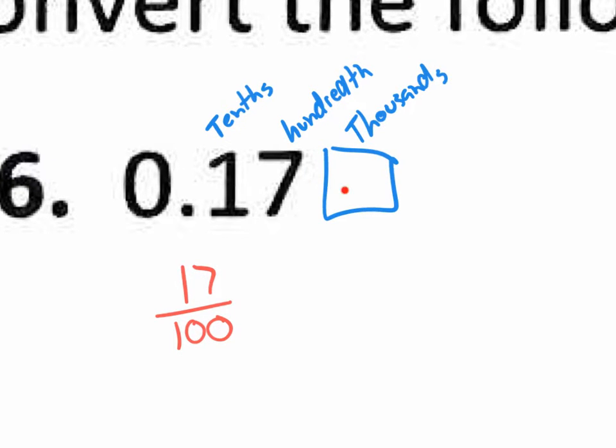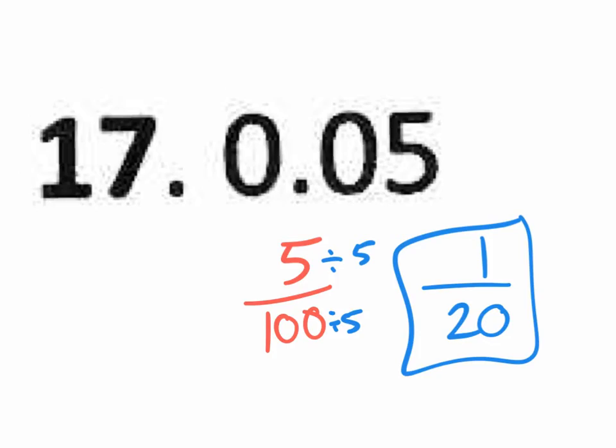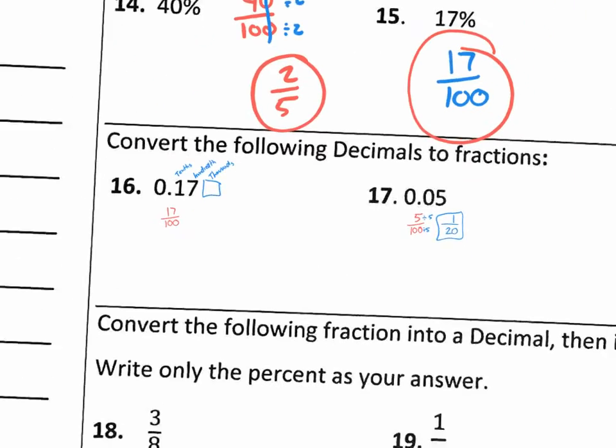Now, if I would have had a 3 right here, then I would say 173 over 1,000. That's right. How about this guy right here? How do we write that as a fraction? 5 over what position is it in? 100. That's right. It's in the hundredths position. Now, could we reduce 5 over 100? Yeah. Reduce by 5 becomes 1 over 20. So there's your final fraction for that, number 17.